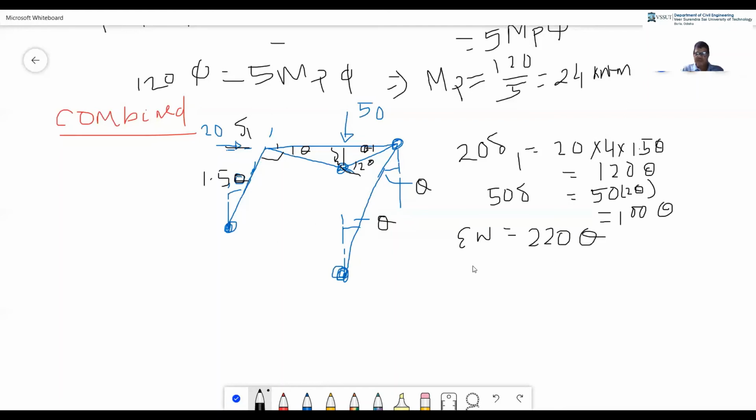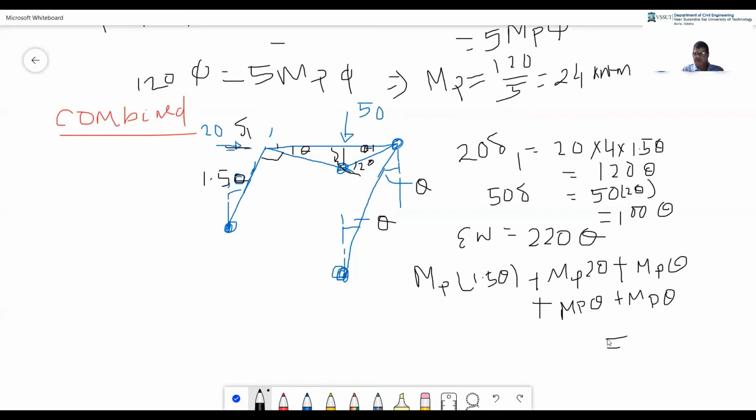Now if you go for the internal work done, it is MP into 1.5 theta, plus MP into 2 theta, plus MP into theta, plus MP into theta, plus MP. Now what value does it come to? 1.5, 3.5, 4.5, 5.5, 6.5. So 6.5 MP.